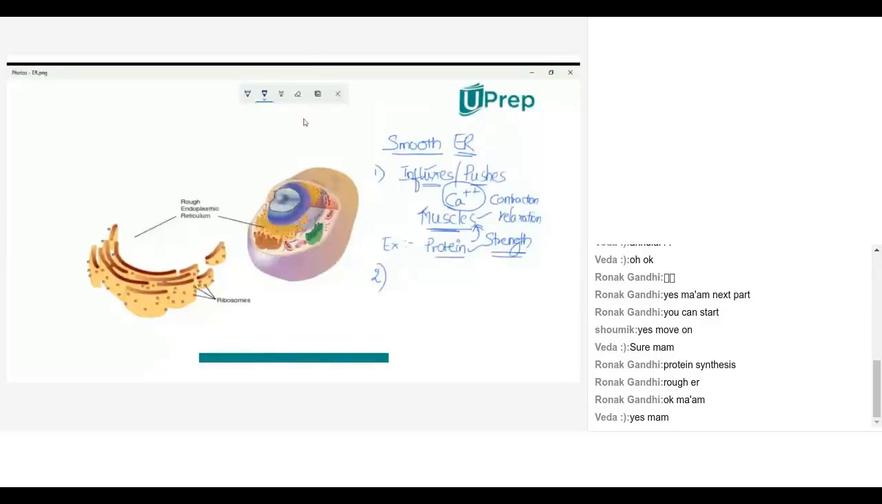The smooth endoplasmic reticulum doesn't have ribosomes. It is also called agranular endoplasmic reticulum, whose primary function is pushing or influxing calcium ions continuously into the muscles for proper contraction and relaxation. This is called strengthening of muscles. Clear with the first function? Any doubt with this point? No?